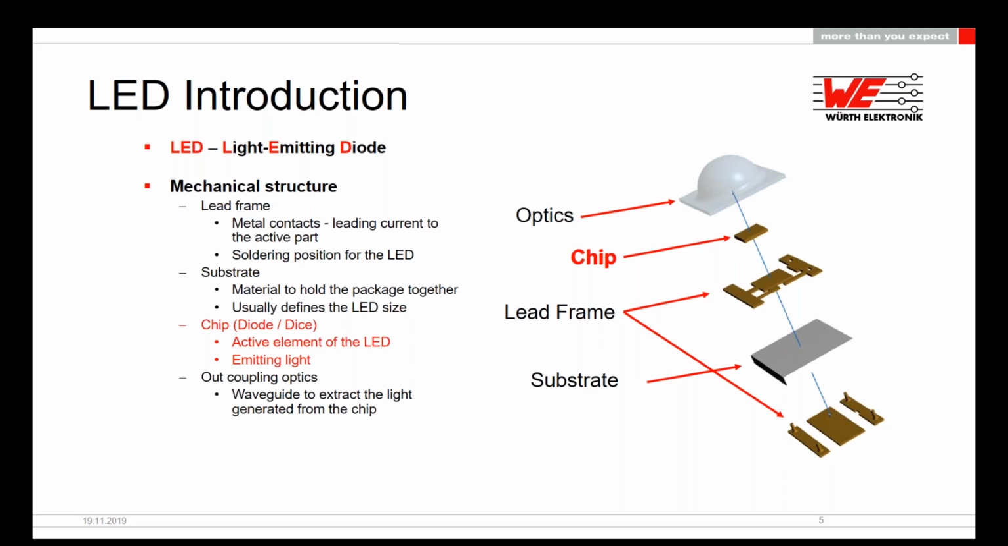Basically, the heart of the LED is a chip, also well known as the die. Here is the die. This is also the active element of the component. The chip is necessary for the light emission of the LED. Different from almost every LED manufacturer, Würth Elektronik does the pre-selection of the chips for the best yield.